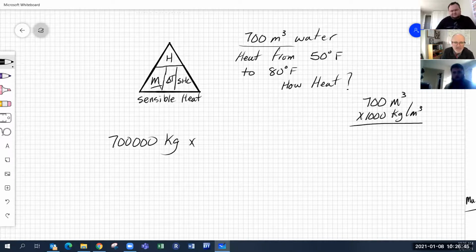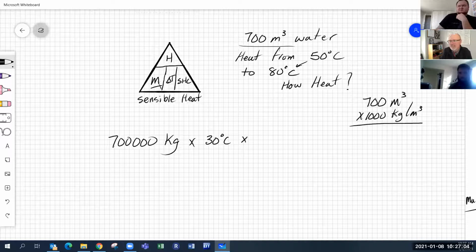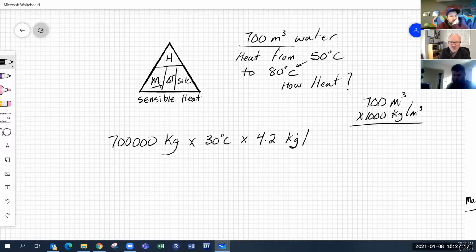And now I'm going to take my delta T. This should be Celsius, by the way. I don't know why I put Fahrenheit there. That's going to be hot water, but that's okay. It's just math. Times my delta T times the specific heat capacity of water. This is metric. It's a different number: 4.2 kilojoules per kilogram per degree Celsius. So let me type that out.